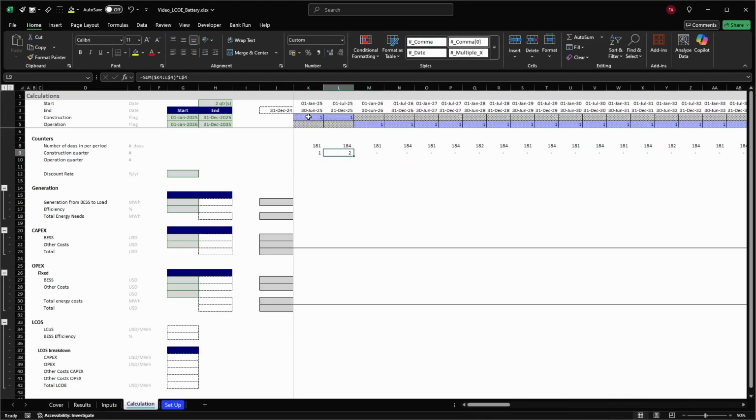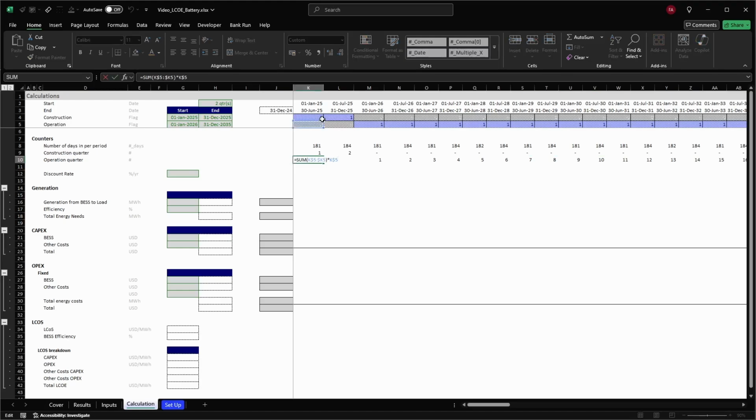So this is correct. And I think if I copy and paste this one below here, let me see, I just have to move this one over. This one goes over here and should be operations quarter. Let's see if that's correct. Yeah, this is correct also, right? So that's basically what I did. I'm summing, and then I multiply by the flag, and everything is working properly.